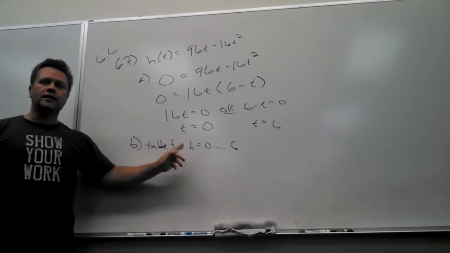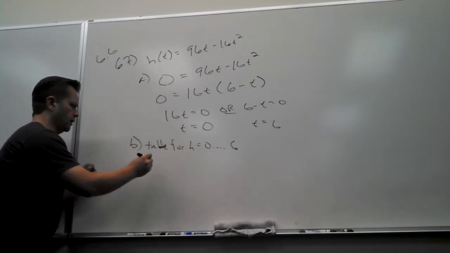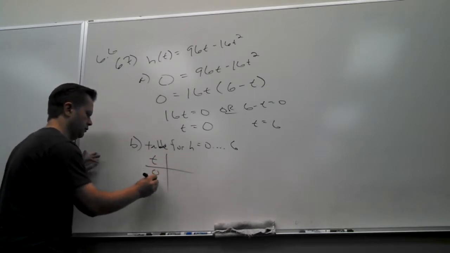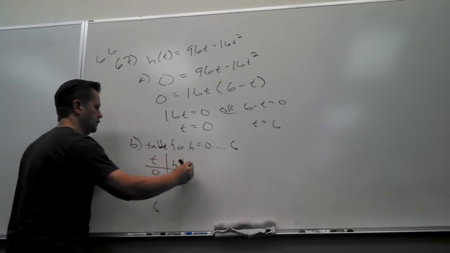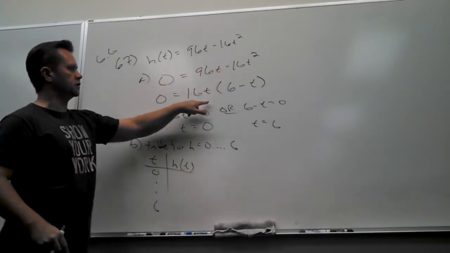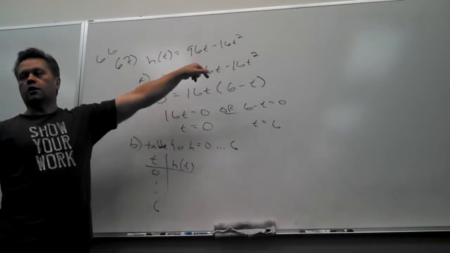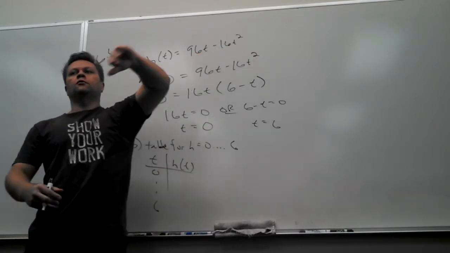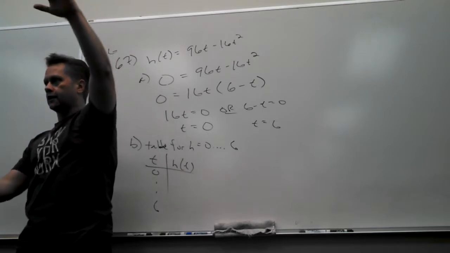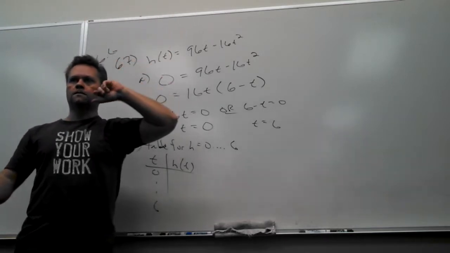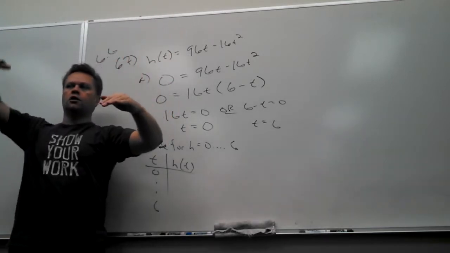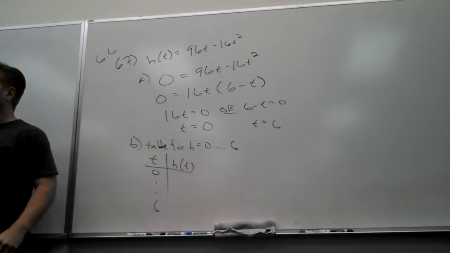If you make that table of values, you're going to make t 0 through 6, and you're going to see what h of t is. So you're going to plug a 0 in here, and of course it's going to make it 0. You're going to plug a 1 in here and see how high off the ground it is at 1 second. 2 seconds, 3 seconds. And you're just going to step back and say, what's the tallest height? Once you make your table, you can see it.